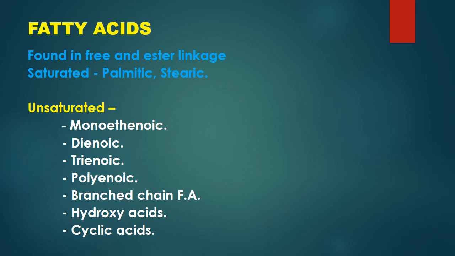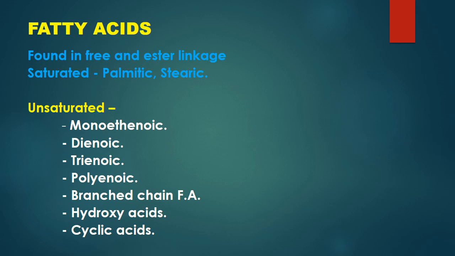Now we will talk about fatty acids. Generally we can find them as free fatty acids when they are broken from the ester linkage with the alcohol. These fatty acids can be of two types, saturated and unsaturated. The major and most common saturated fatty acids in meat and milk fat are palmitic acid and stearic acid. These are the most common saturated fatty acids found in meat and milk. And then there is unsaturated.